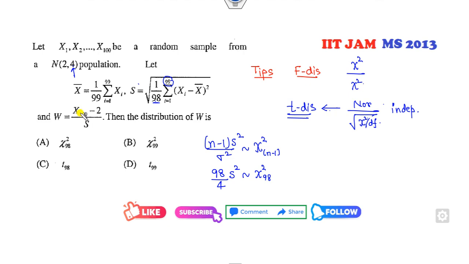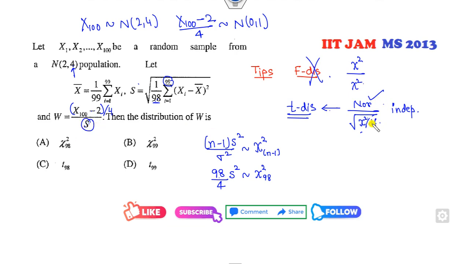Now you can see, the denominator is a chi-square, but the numerator is not a square. So definitely an F distribution will not happen. Now what is that? X of 100 will follow my normal distribution 2, 4. So X of 100 minus 2 divided by 4 will follow the normal distribution. If I divide this quantity by 4, and again divide the denominator quantity by here, we can see the numerator is my normal, the denominator is my chi-square.